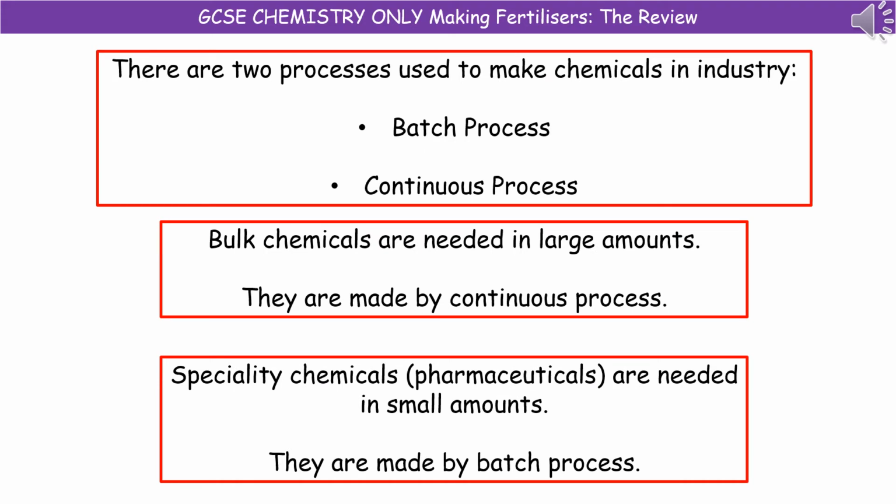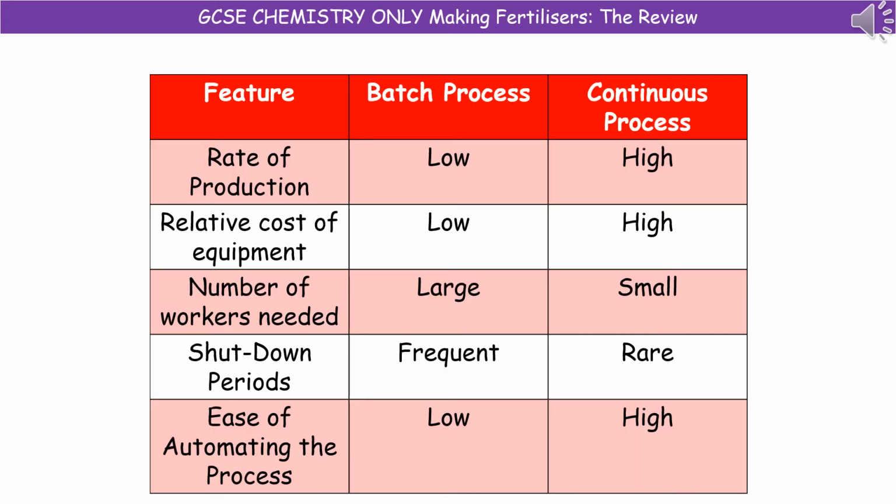When we think about how to make chemicals in industry, we have a choice of two processes, either continuous or batch. So if we need bulk chemicals in large amounts, then we use continuous process. If we want specialty chemicals like pharmaceutical drugs, which are only needed in small quantities, then we use batch process. In the table here, we've got a comparison between batch process and continuous process.